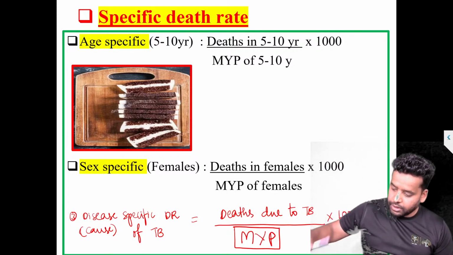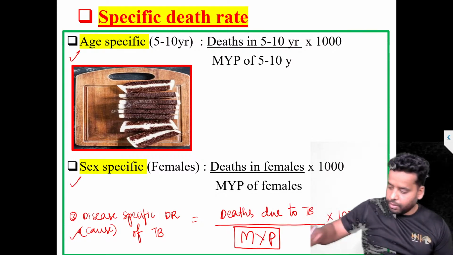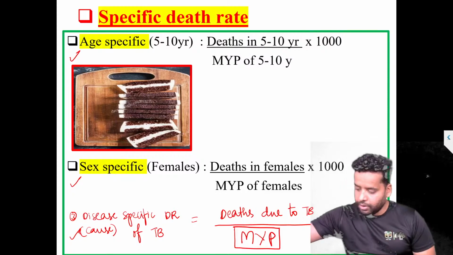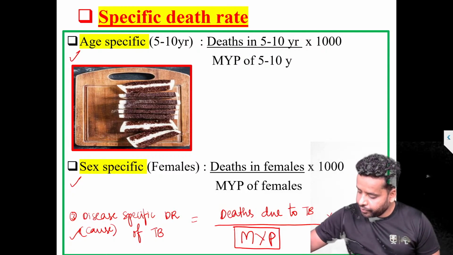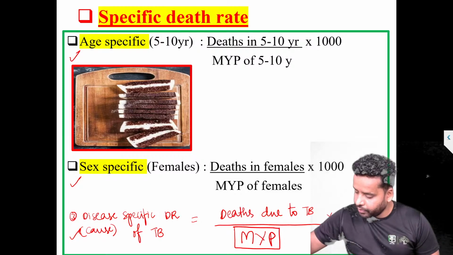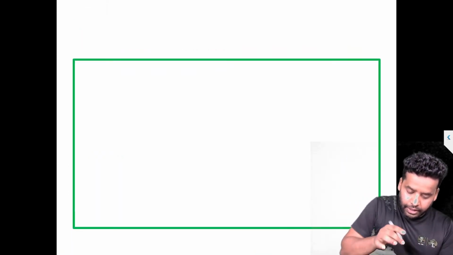Got my point? So did you copy all the formulas? Tell me yes or no. So now write the fourth mortality indicator.